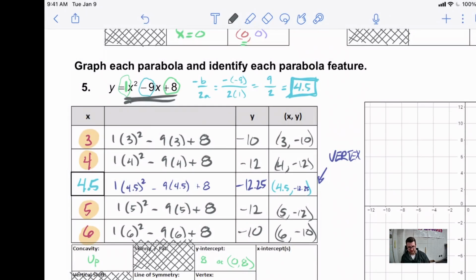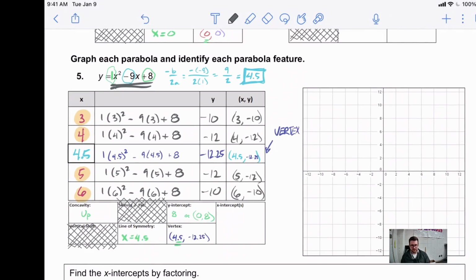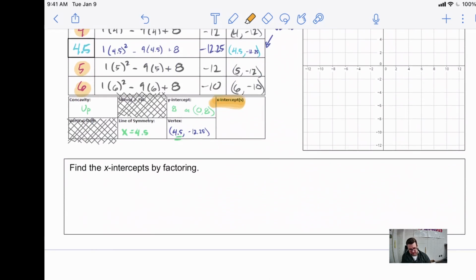At this point, we definitely are very close to being able to graph it. The only piece we haven't identified is just our x-intercepts, which are located down here. Remember, to find your x-intercepts, we get a little bit more detail. It says find the x-intercepts by factoring.